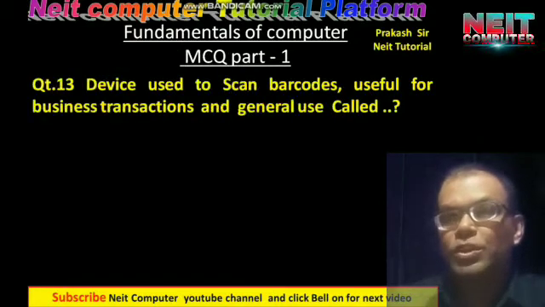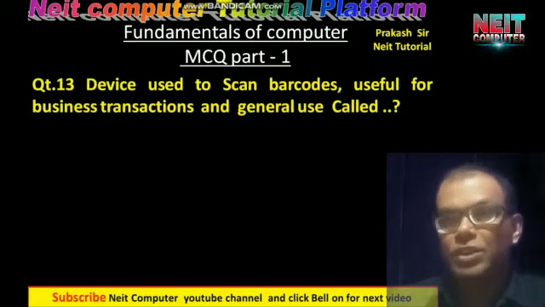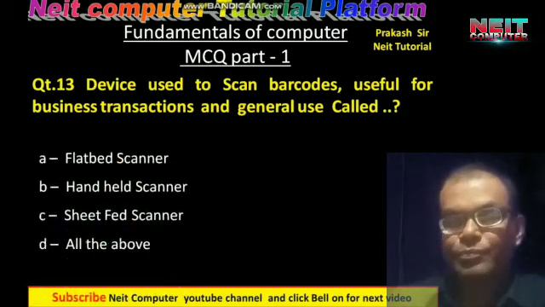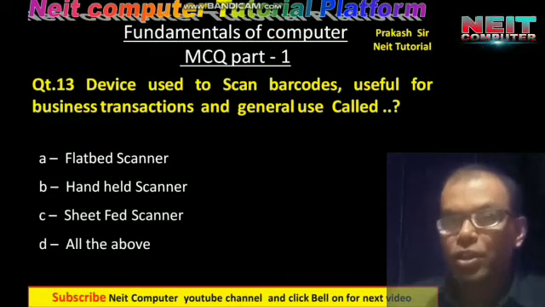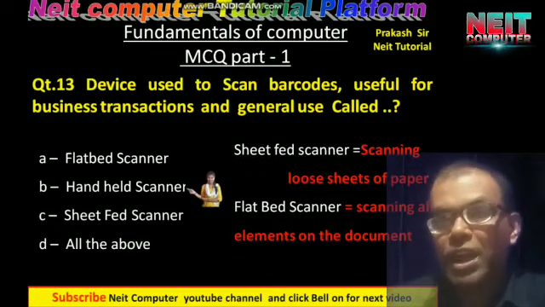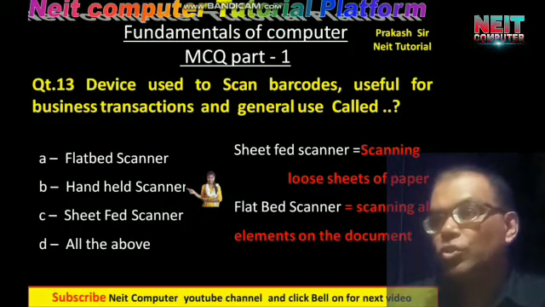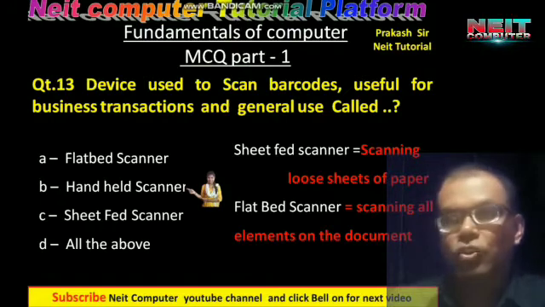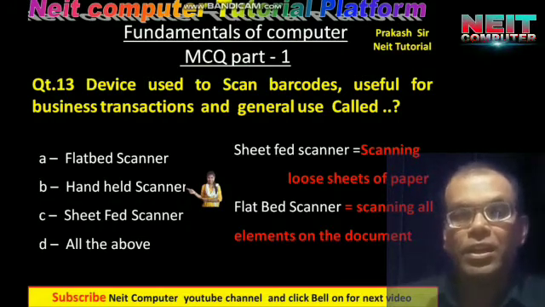The next question: the device used to scan barcodes, useful for business transactions and general use, is called. The options are flatbed scanner, handheld scanner, sheet fed scanner, and all of the above. The correct answer is handheld scanner. Sheet fed scanner is for scanning loose sheets of paper. Flatbed scanner scans all elements on the document. So according to this question, the correct answer is handheld scanner.